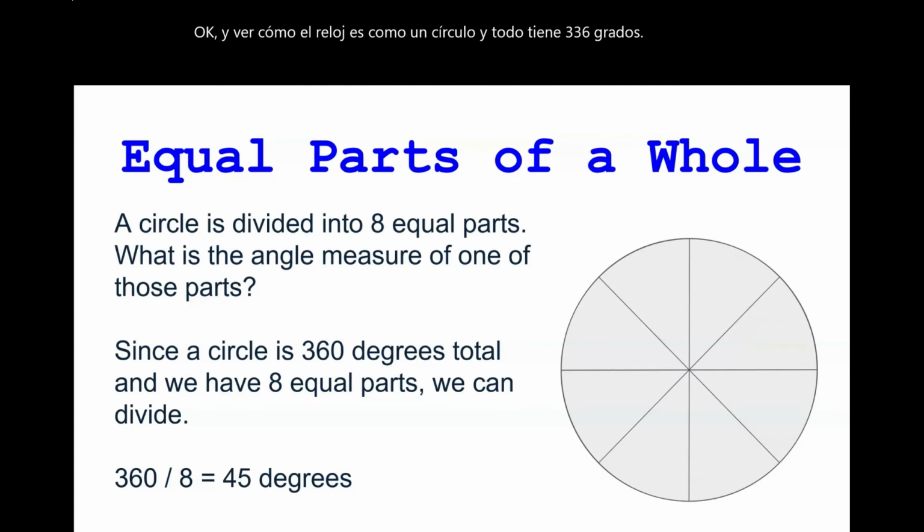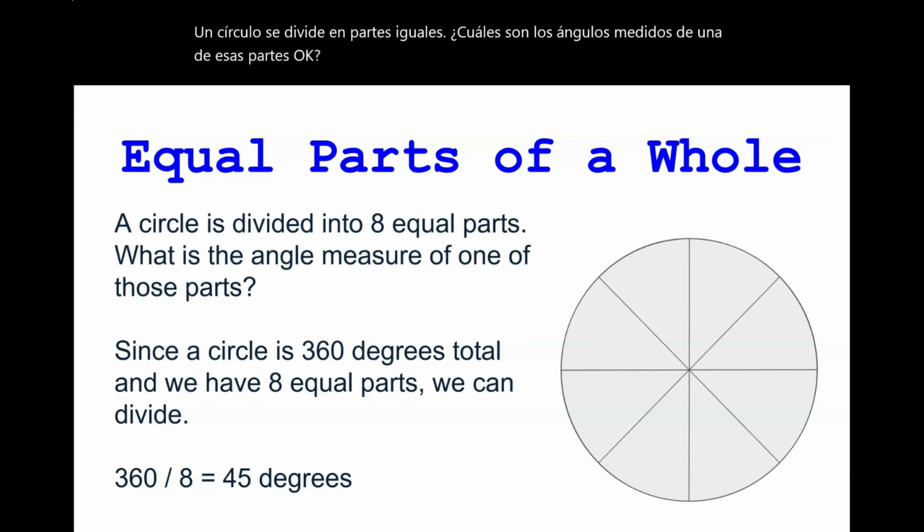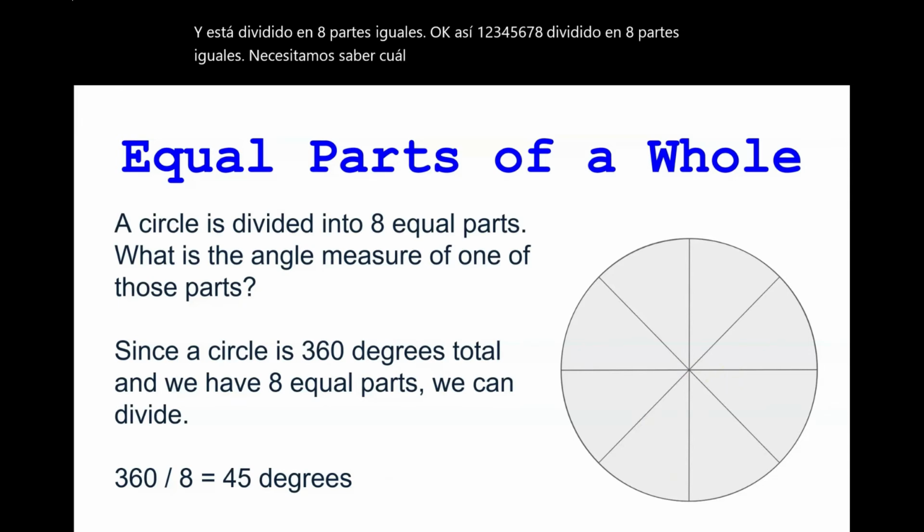Equal parts of a whole. A circle is divided into 8 equal parts. What is the angle measure of one of those parts? Okay, so let's go ahead and look at that. So a circle has how many degrees? Good, 360. Okay, and it's divided into 8 equal parts. So 1, 2, 3, 4, 5, 6, 7, 8. Divided into 8 equal parts. We need to know what one of them is. What do you think we can do?